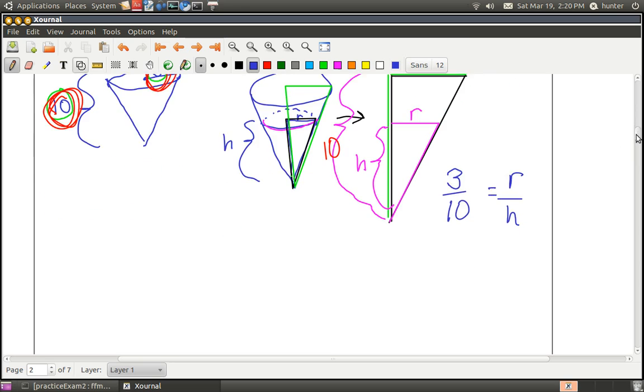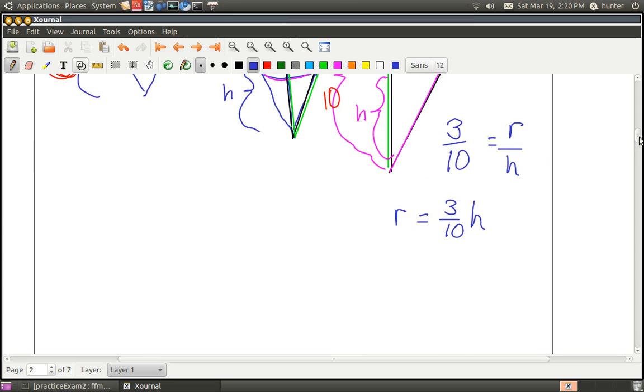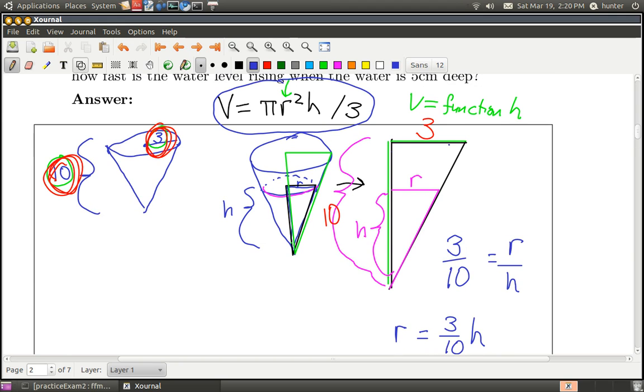So let me do that. So this is very easy, right? I just multiply both sides by h. So r is equal to 3 over 10 times h. Okay. And I'm going to use that now to write volume as just a function of one thing, which is the height. So let me go ahead and do that now.